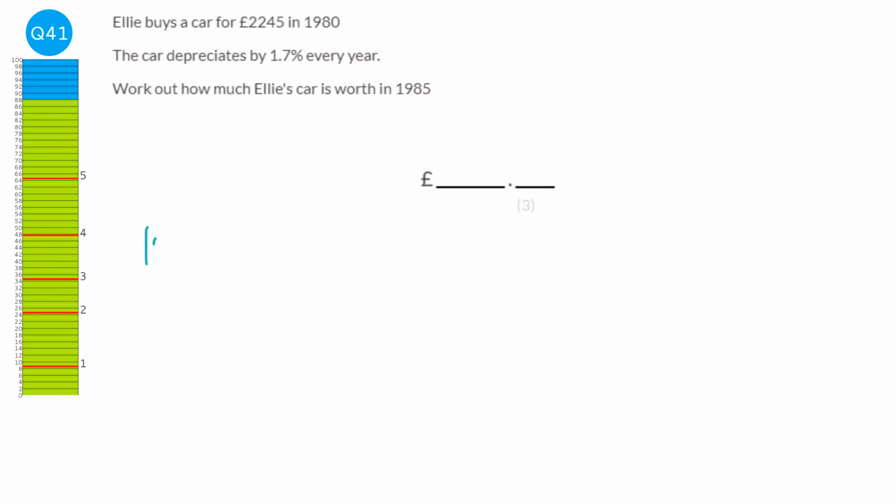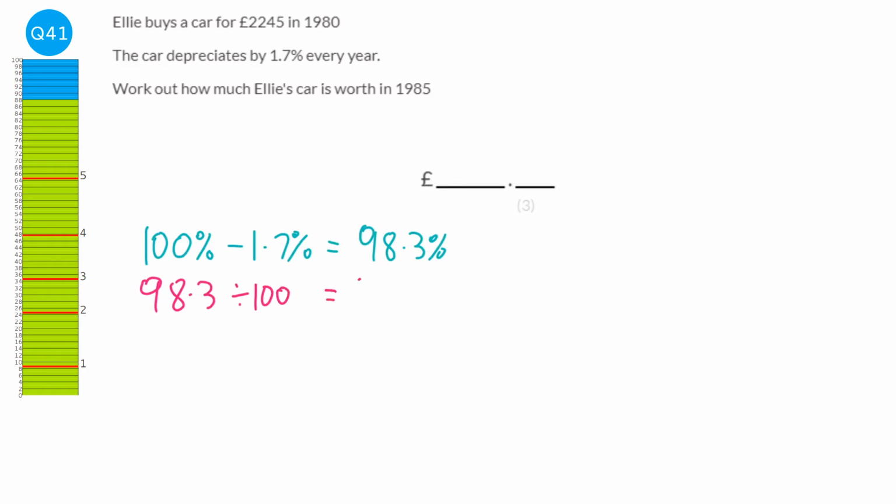So we're going to start off with 100%. And it says that the card depreciates. That means goes down by, so it goes down by 1.7% every year. So we do 100 take away 1.7, which is 98.3, and that's percent. And we want that as a decimal, or as a multiplier we call it. And so we just divide it by 100 to make it into a decimal, 0.983. And that's our multiplier.